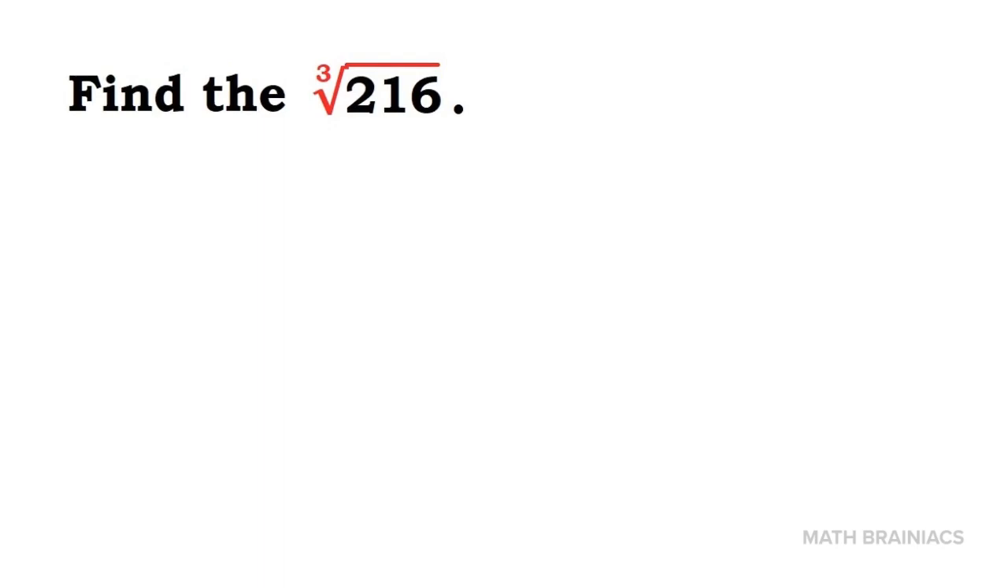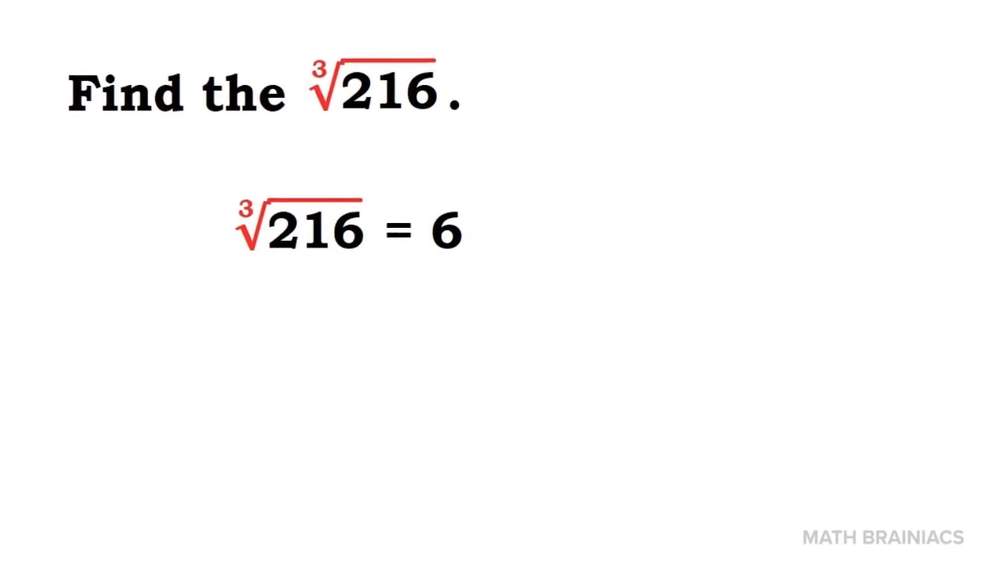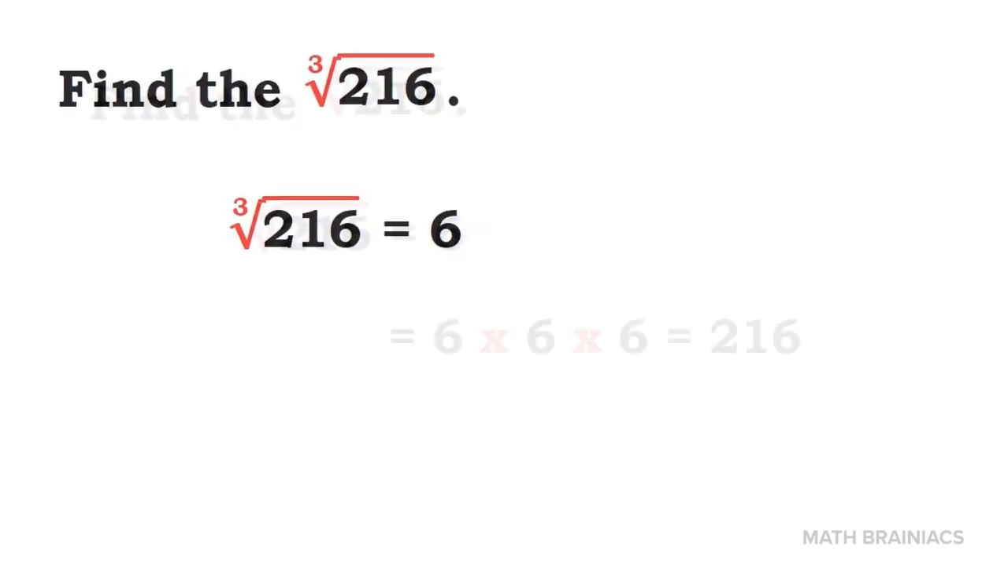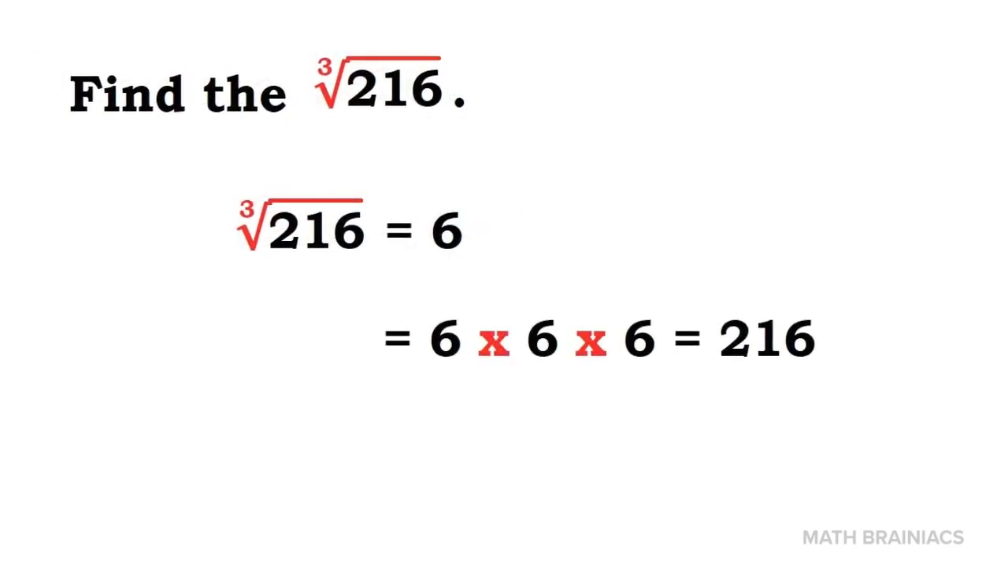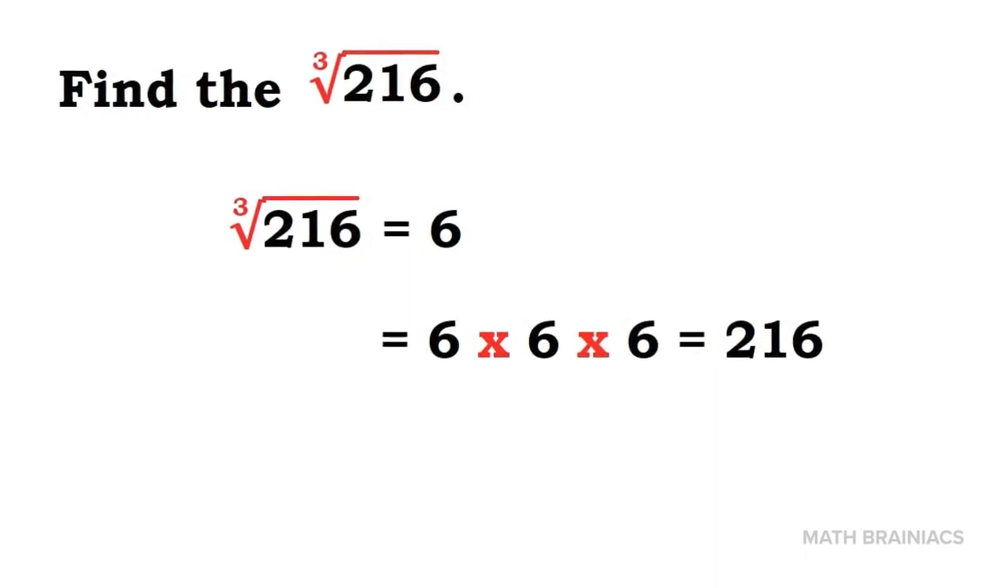Let us work on this example so that you will be guided. Find the cube root of 216. The answer is 6. If we are going to multiply 6 three times, it will give us 216.